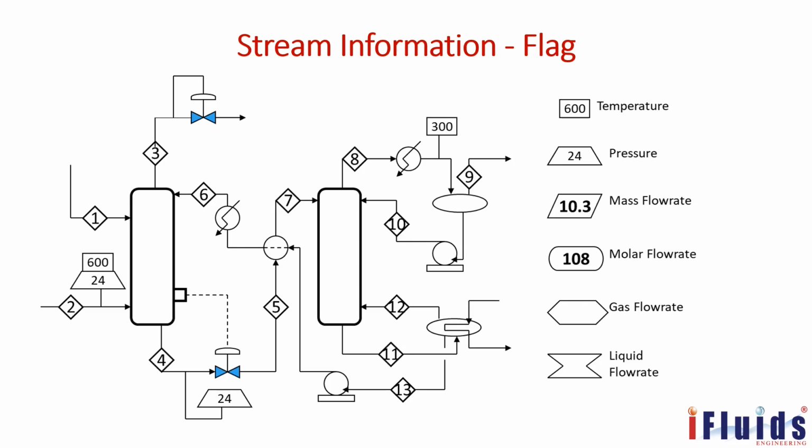Wherever 24 is there on the right-hand side, you see stream number 2, and 24 and 600 both are there. So it means that stream number 2 temperature is 600 and pressure is 24. So that flag you can use. Instead of the process parameters, you can use some flags.